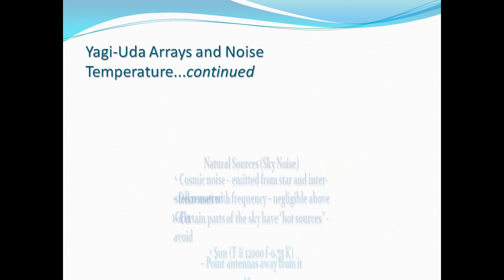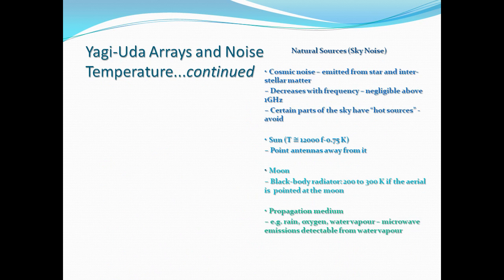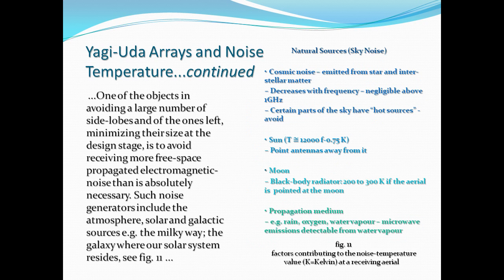Yagi-Uda arrays and noise temperature continued. One of the objects in avoiding a large number of side lobes, and of minimizing their size at the design stage, is to avoid receiving more free space propagated electromagnetic noise than is absolutely necessary. Such noise generators include the atmosphere, solar and galactic sources, for example the Milky Way, the galaxy where our solar system resides. See Figure 11. Figure 11 shows the factors contributing to the noise temperature at a receiving aerial.